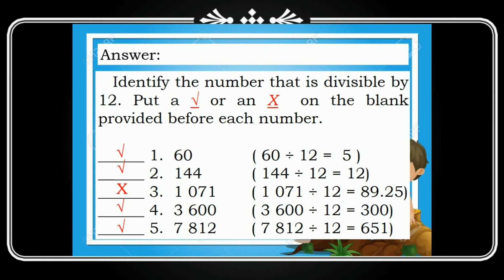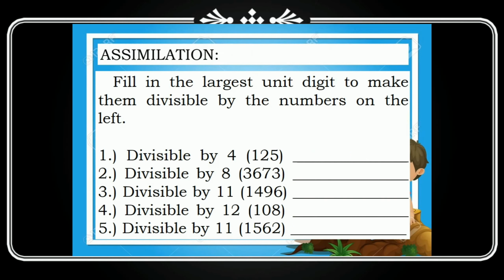Number 4, 3,600 divided by 12 is equal to 300. So 3,600 is divisible by 12. The correct answer is check. And for number 5, 7,812 divided by 12 is equal to 651. So 7,812 is divisible by 12. The correct answer is check. And for the last activity, fill in the largest unit digit to make them divisible by the numbers on the left.